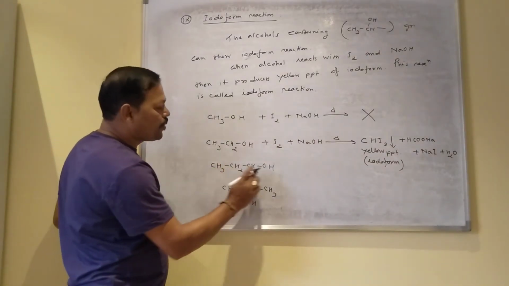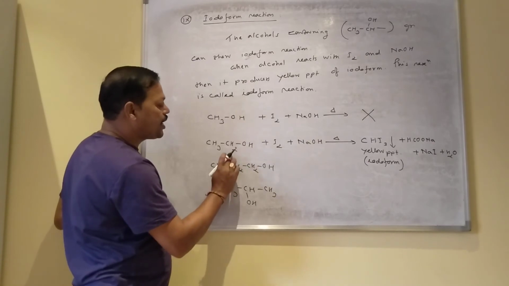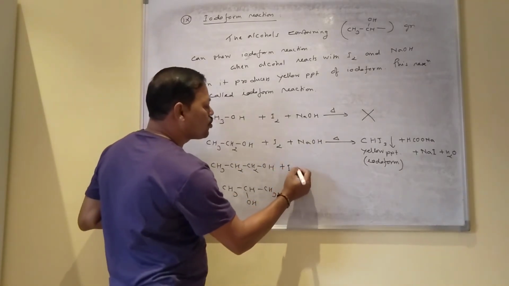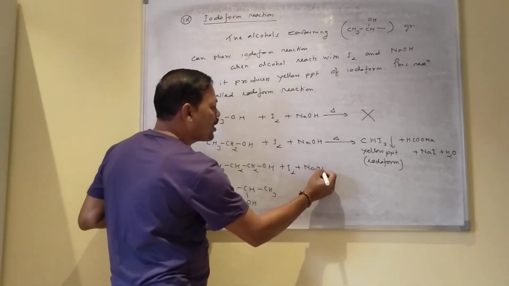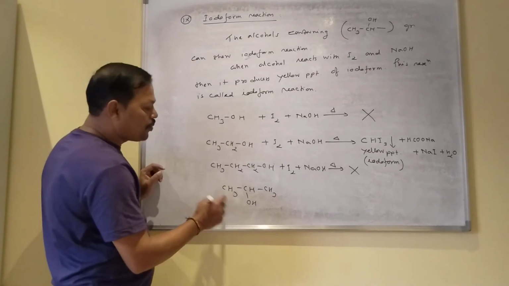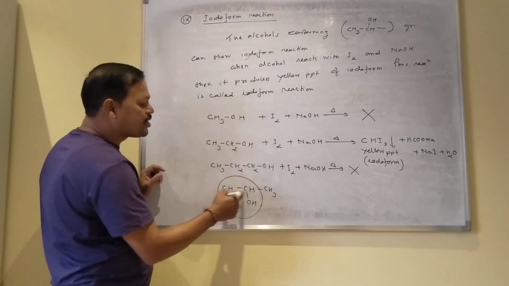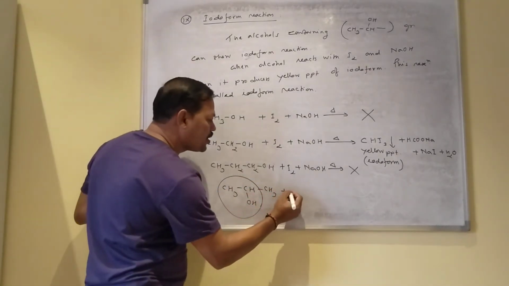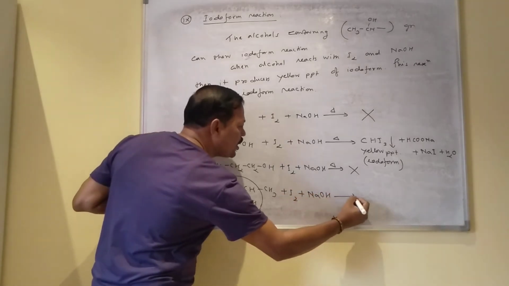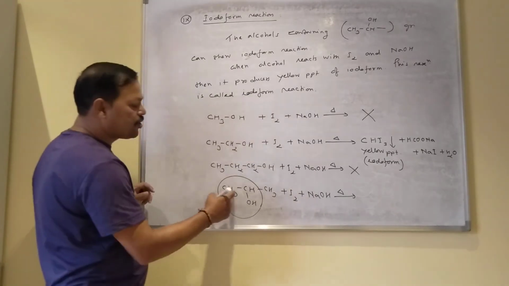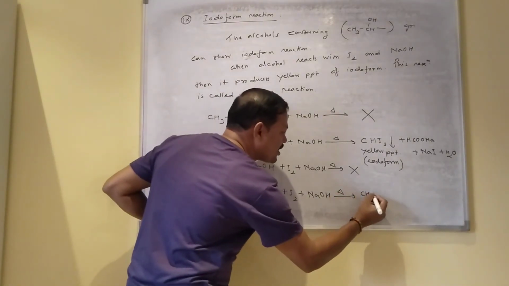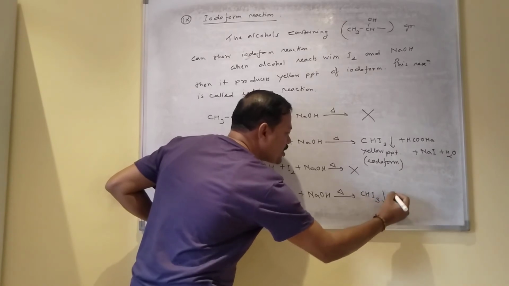Similarly, this is propan-1-ol. Since the second carbon does not have an OH group, it cannot show the reaction. So when you react with iodine and sodium hydroxide, you don't get any product. But propan-2-ol contains this group, CH3CHOH, so it can show this reaction. When it reacts with iodine and sodium hydroxide, it produces iodoform because it contains this group. So this carbon will form iodoform. I mean you will get the CHI3 and you will get the yellow precipitate.